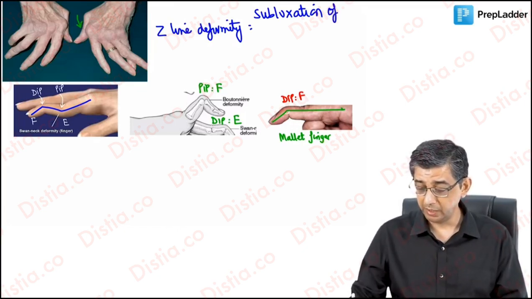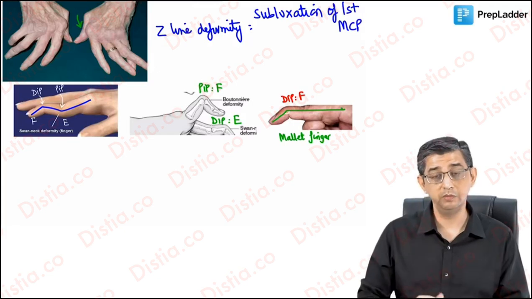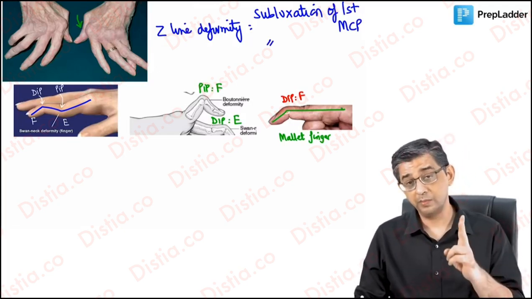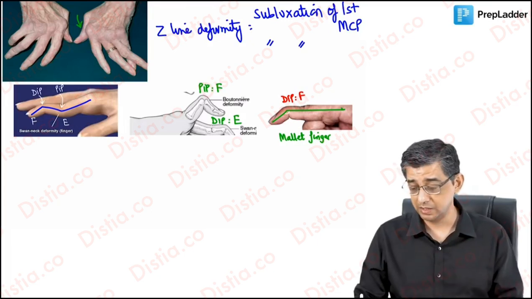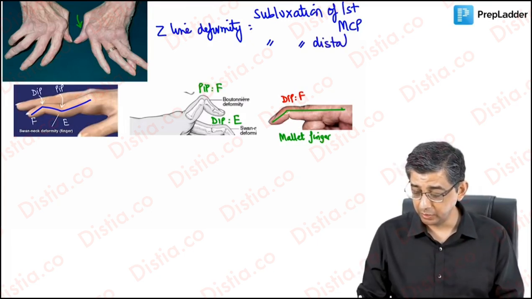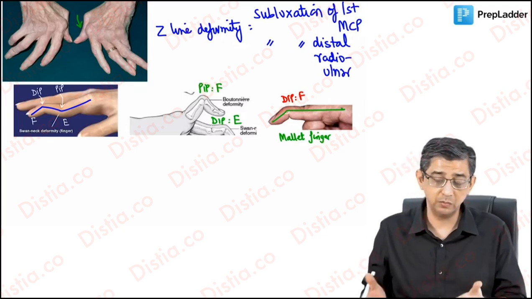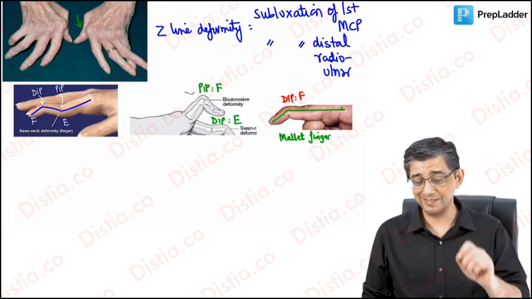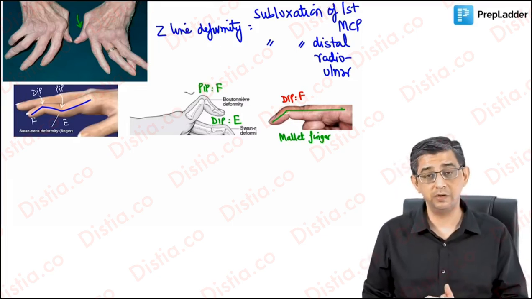Like in Z-line deformity, here we'll talk about subluxation of the first metacarpophalangeal joint. So keep the words in your mind very clearly. There are two things happening here. There are two subluxations written in literature. One is the subluxation of the first MCP, and second is subluxation of the distal radioulnar joint. Now he can obviously make it proximal, then he might ask what's the incorrect statement or what is the correct statement about Z-line deformity. The message is that there are two subluxations, one at the first MCP, second at the distal radioulnar joint.